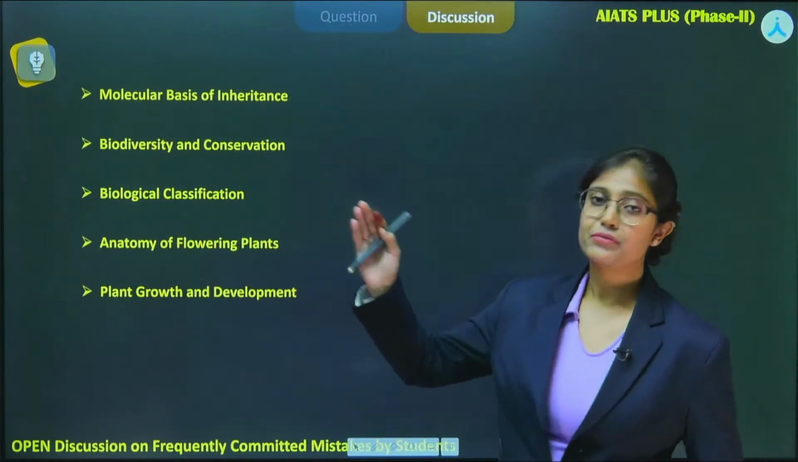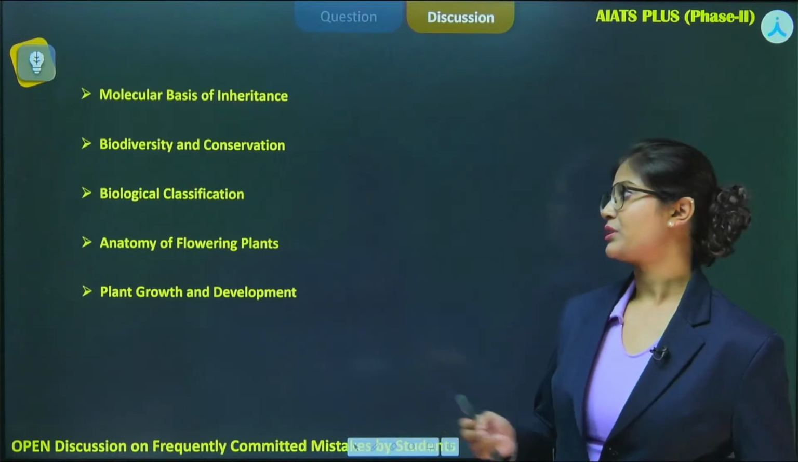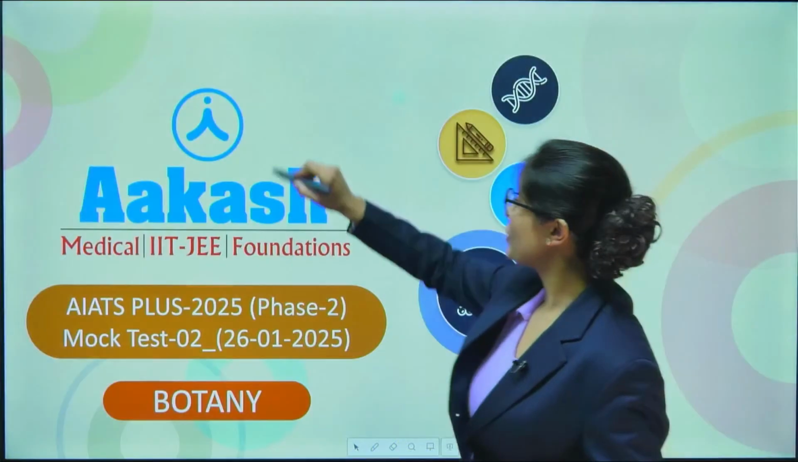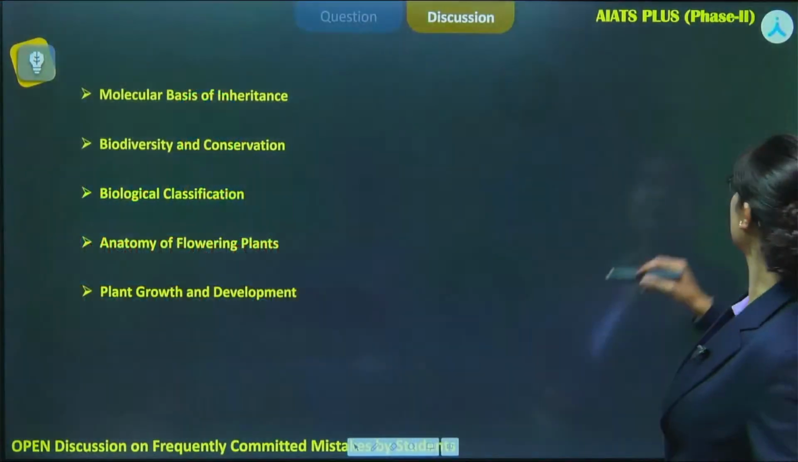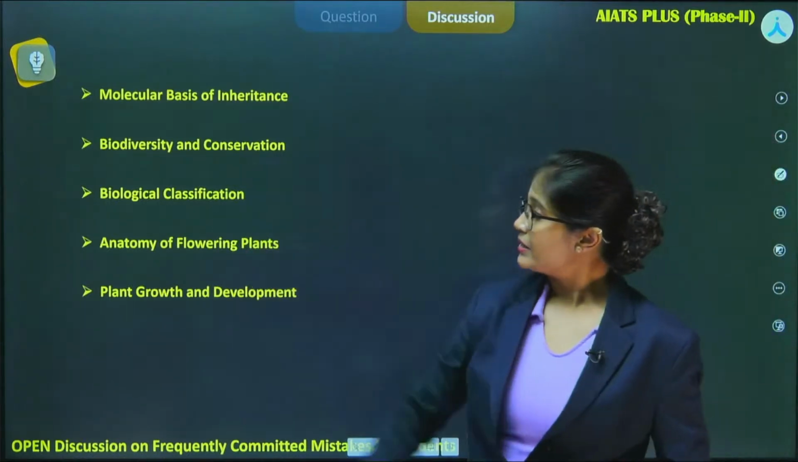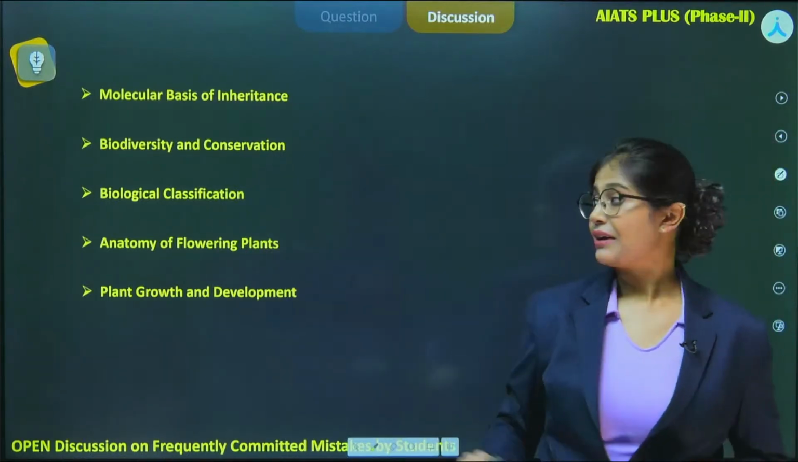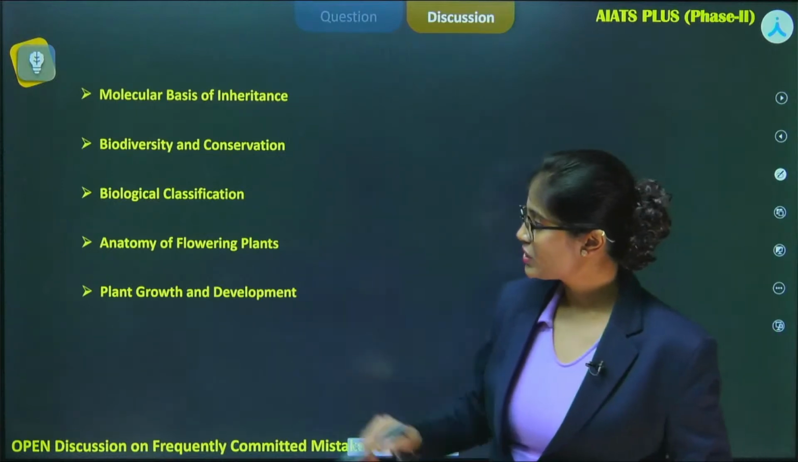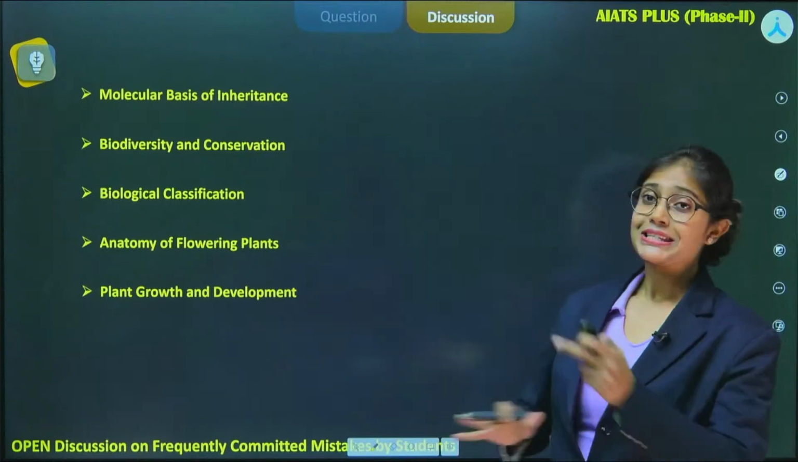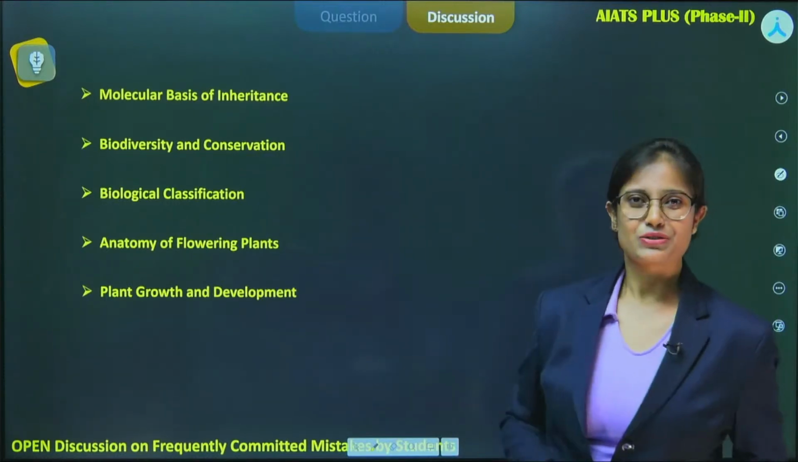Two chapters are from 12th. First one is molecular basis of inheritance, next one is biodiversity and conservation. Molecular basis of inheritance is one of the most favorite chapters from the NEET point of view. Now, the next three chapters are from class 11: biological classification, anatomy of flowering plants, and plant growth and development. Okay, so now let's start questions particularly from these topics.